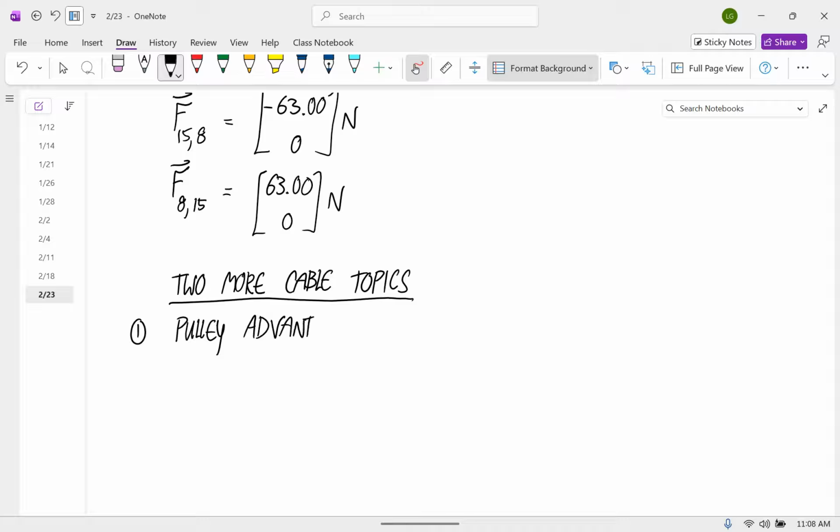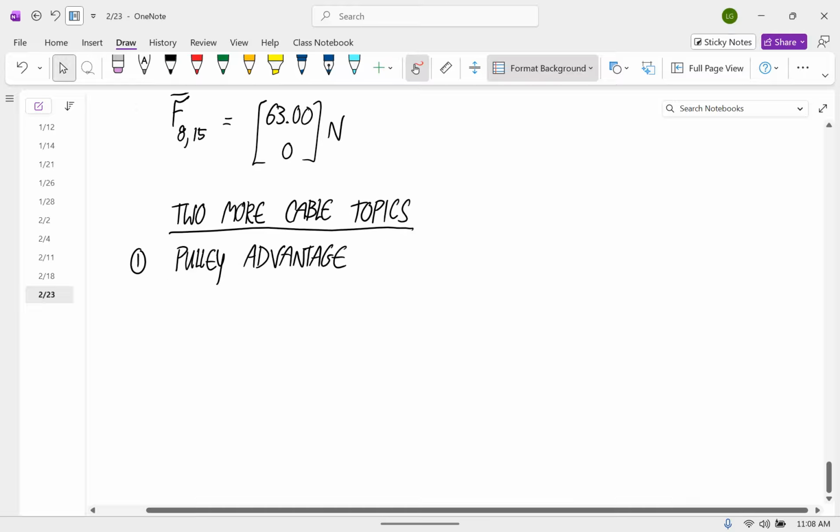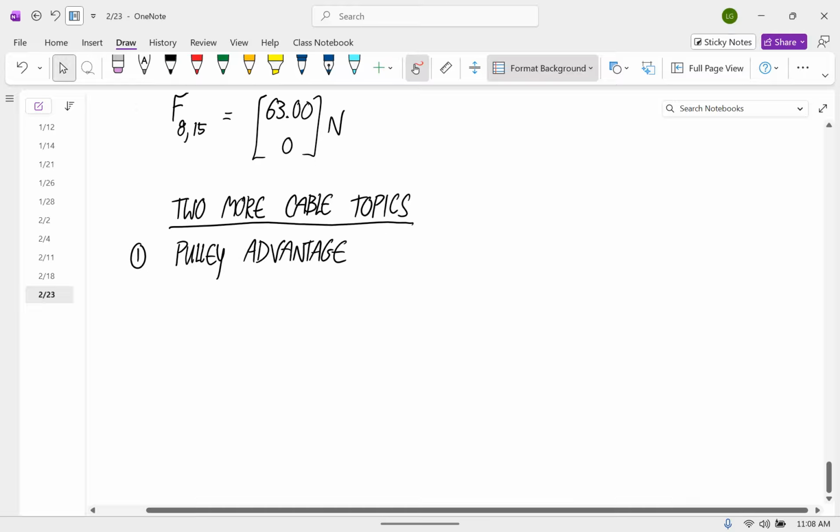Like a tier 1 mechanical advantage or a 3 advantage? Well, yeah, we're just going to talk about the principle of it, and you can apply it in a lot of ways. But the idea of pulley advantage is this.